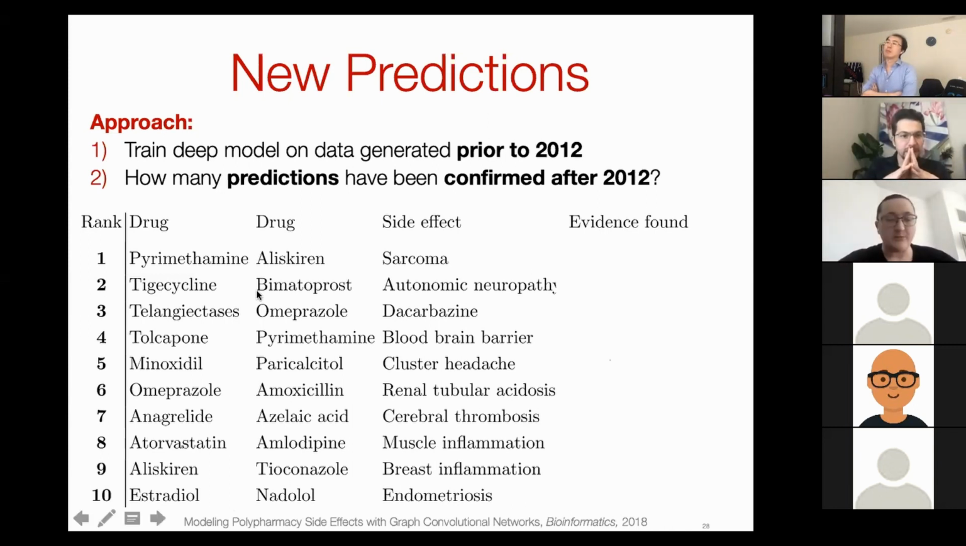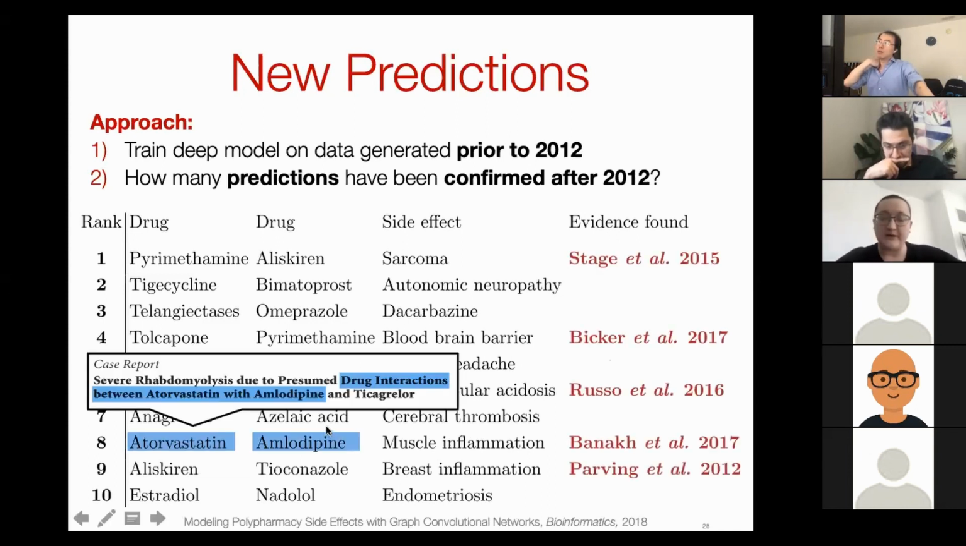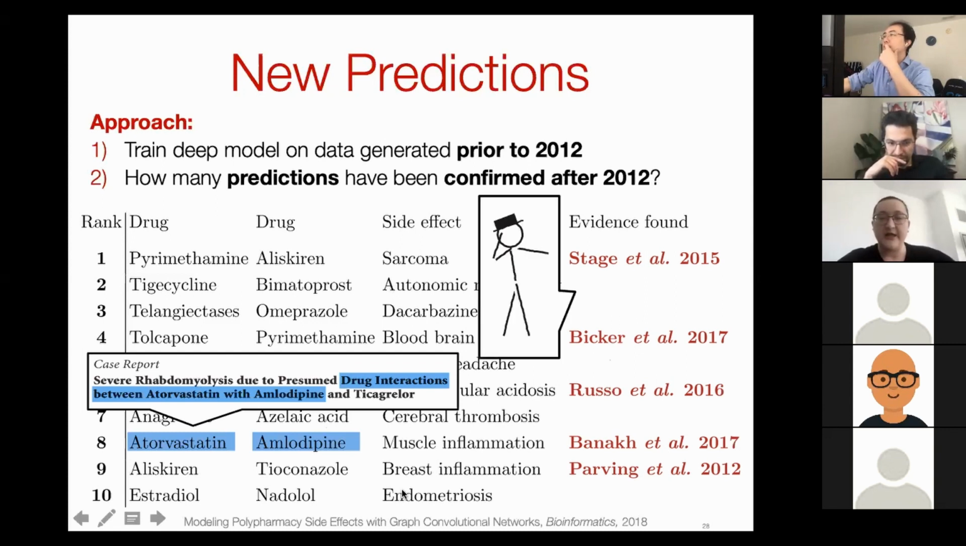What is shown in this table here are the 10 predictions that the model was most confident about. The way to read those predictions is that each prediction is a pair of drugs and the type of side effect that is predicted to be associated with that pair of drugs and cannot be attributed to either drug alone in the model. And so we found lots of evidence in literature published after 2012 for top predictions made by the model. There are, of course, some novel hypotheses that the model has generated.